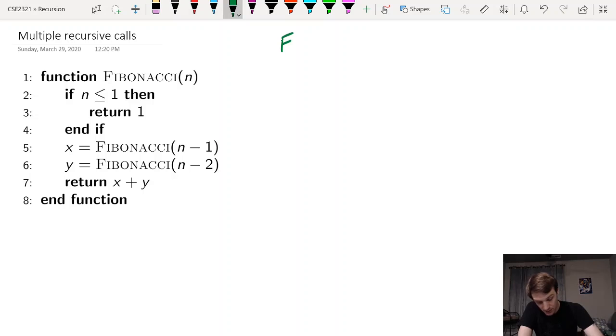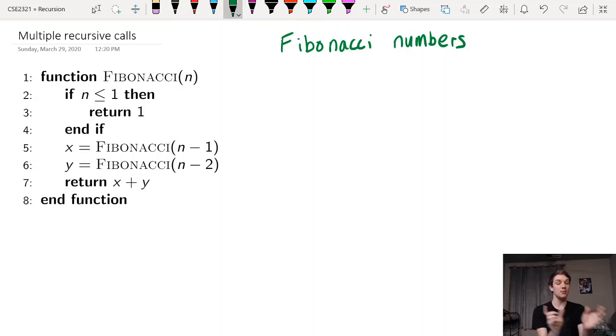The Fibonacci numbers are a sequence of numbers where each number is the sum of the two previous ones. There are two starting seeds, 1 and 1, and then the next number is the sum of those two. So 1 plus 1 gives us 2. The next number is the sum of the previous two. So 1 plus 2 is 3.